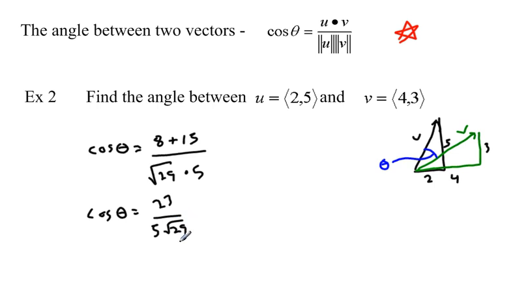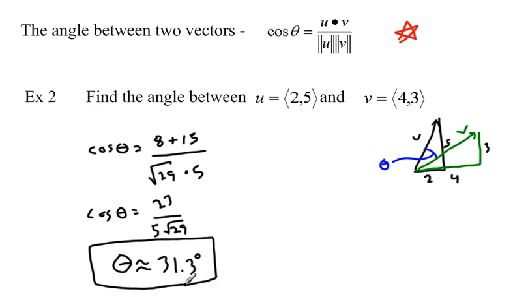Well, if we take the inverse cosine of both sides, I get theta, that angle, is approximately 31.3 degrees. So to find the angle between two vectors, we can take the dot product of the vectors, divide by the magnitude of each vector multiplied together. Okay, that's a little bit more useful. That's something that we can use here.